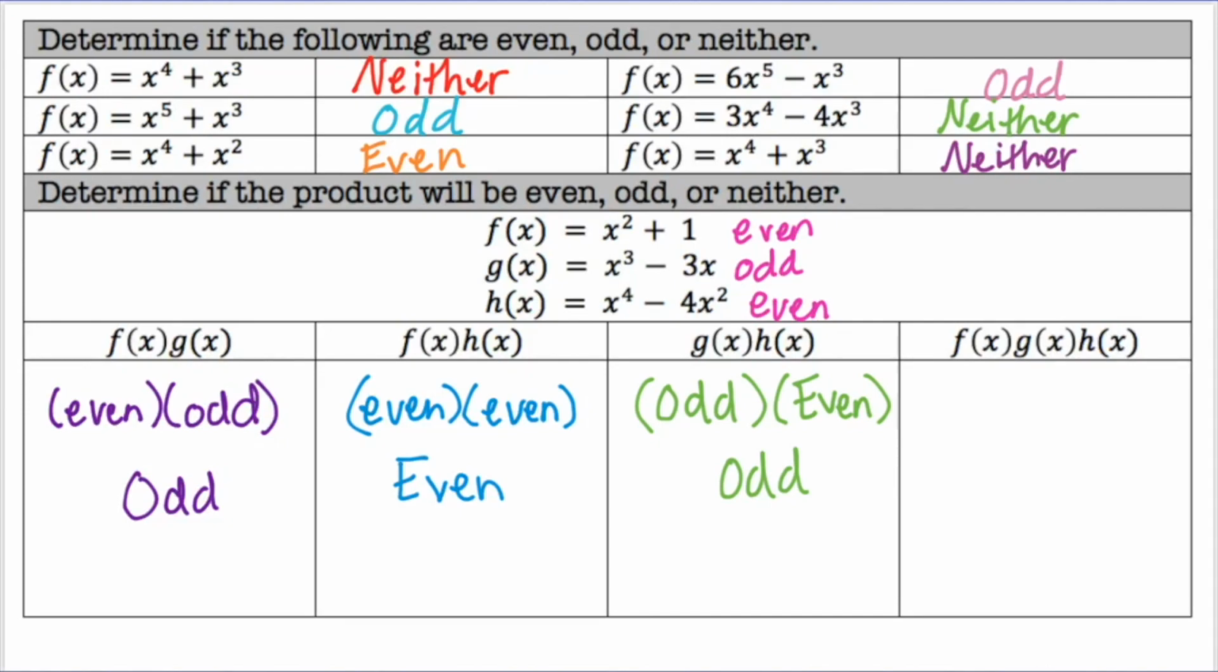And then the last one has all three multiplied together, so that's even, odd, and even all multiplied together. So when you have even then odd, it would be odd, and then when you multiply it again by an even, because they don't all match, it's odd.